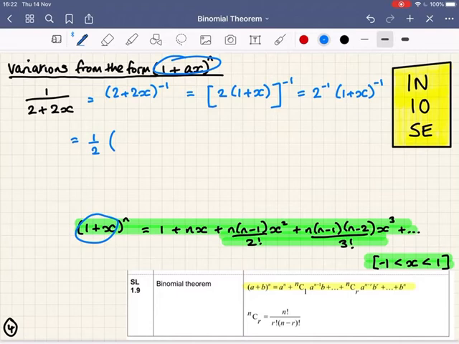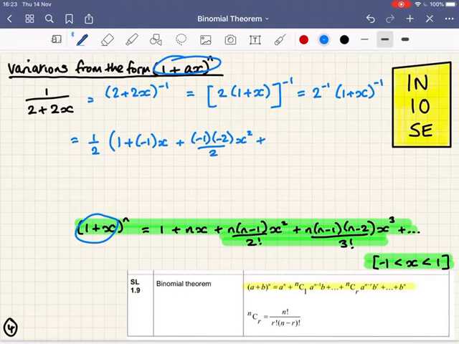And you should have been practicing this, so this should be fairly easy to do. It's just going to be 1. N is minus 1, so it's going to be 1 plus minus 1 times x plus, and then it's going to be minus 1 times minus 2 over 2 times x squared.